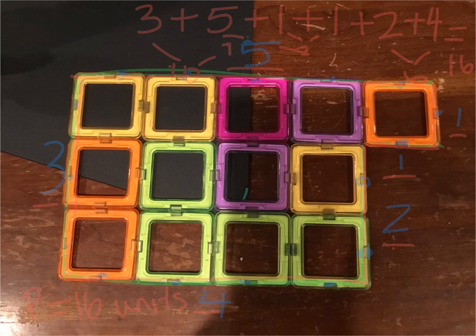And just to double check to see if that is correct, I could just count up all my units because they're already labeled for us. So I could count 1, 2, 3, 4, 5, 6, 7, 8, 9, 10, 11, 12, 13, 14, 15, 16. Oh good, I got the right answer.